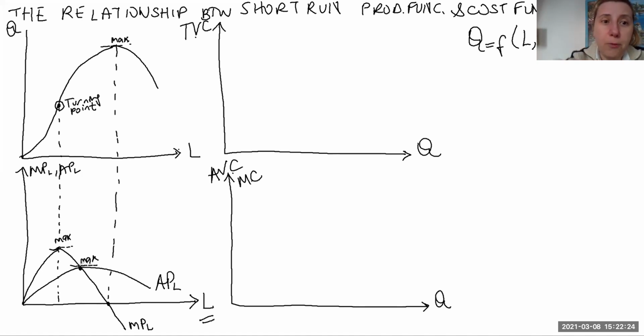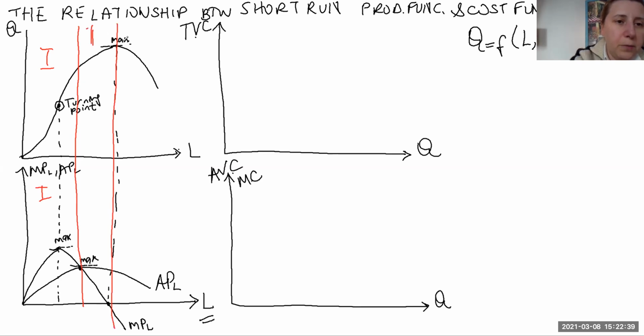Also, we separated this graph into three sections. Part 1 or stage 1, stage 2 of the production, and stage 3 of the production. In which stage firm prefer to produce in the short run? First stage, second stage, or third stage? Yes, you are right. The firm is preferring to produce at the second stage, we learned.